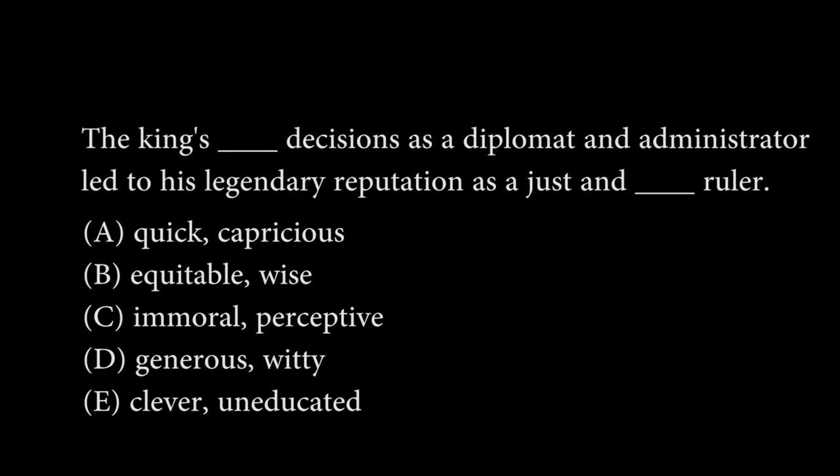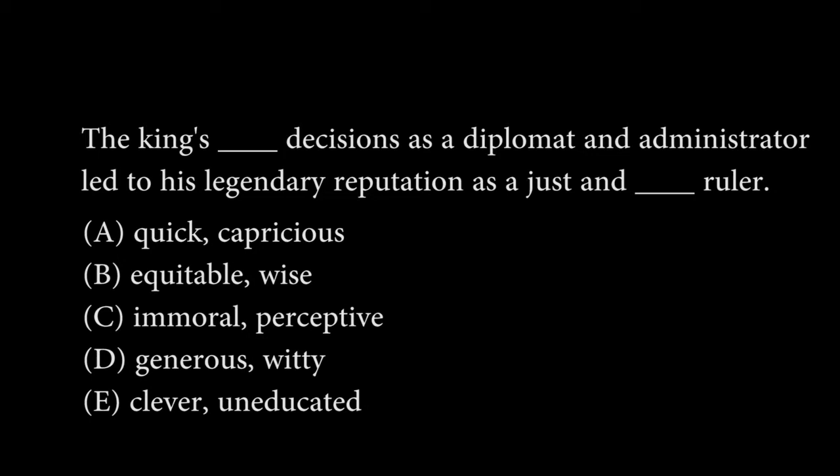In A, quick and capricious are not both positive and similar. Capricious means erratic or fickle. In B, equitable means fair. Equitable and wise are similar, and they are both positive. When you plug them in, they make sense. So B looks right. But check out the others to be sure.